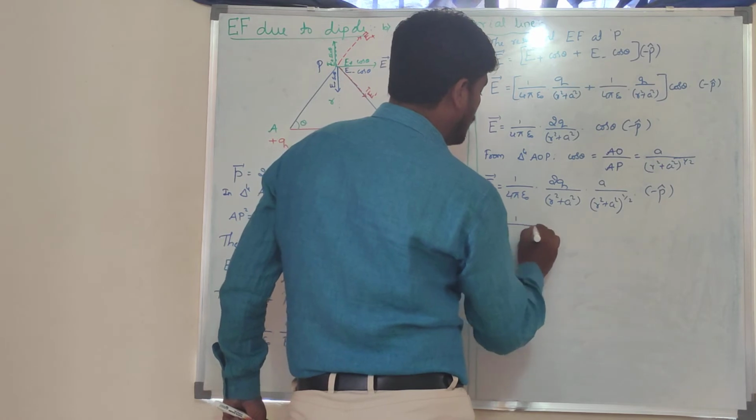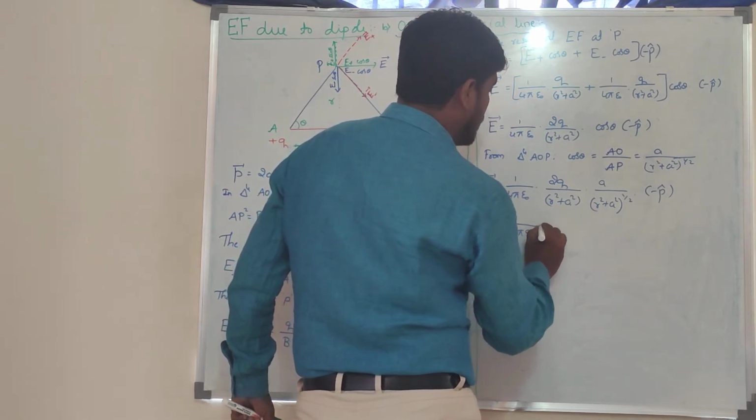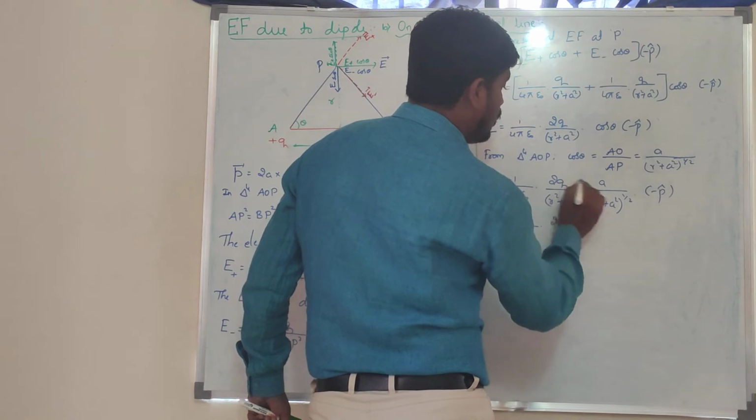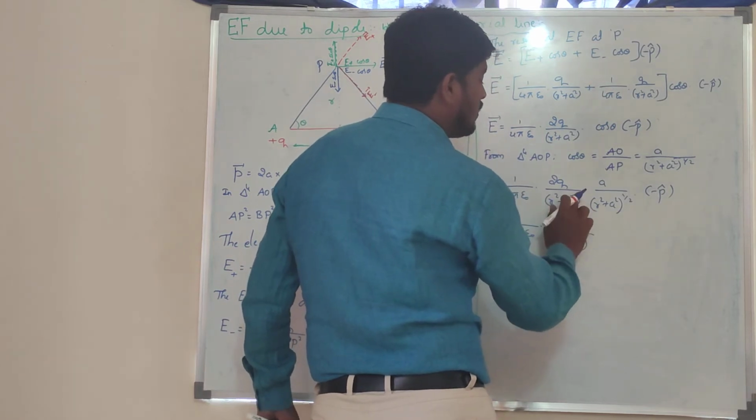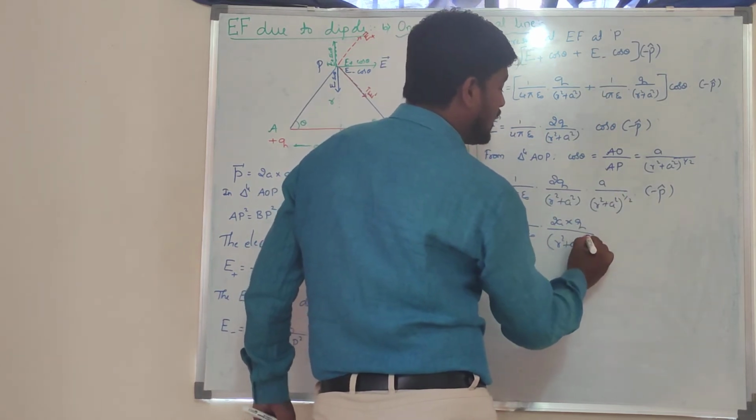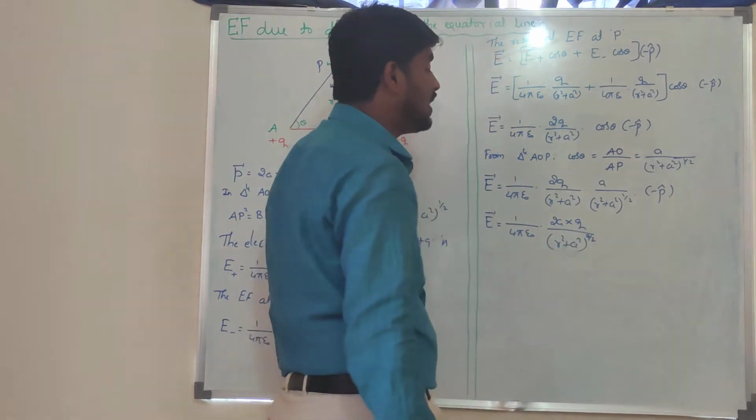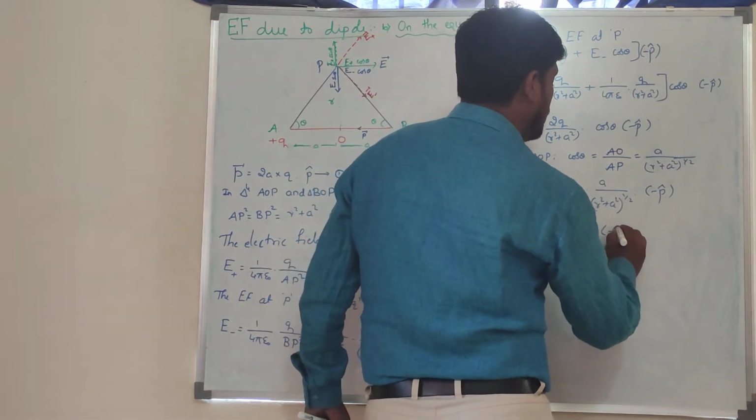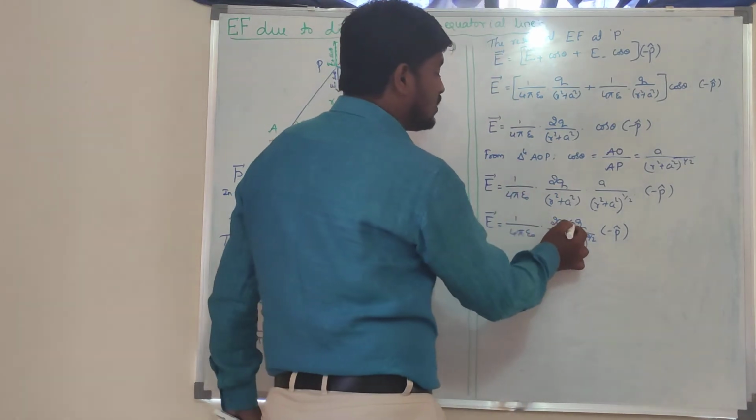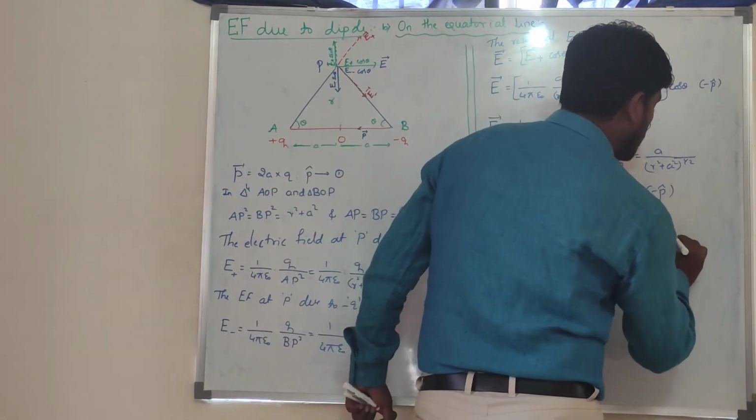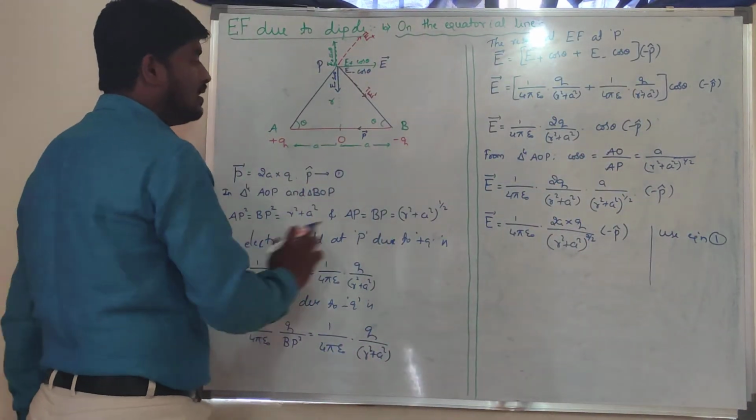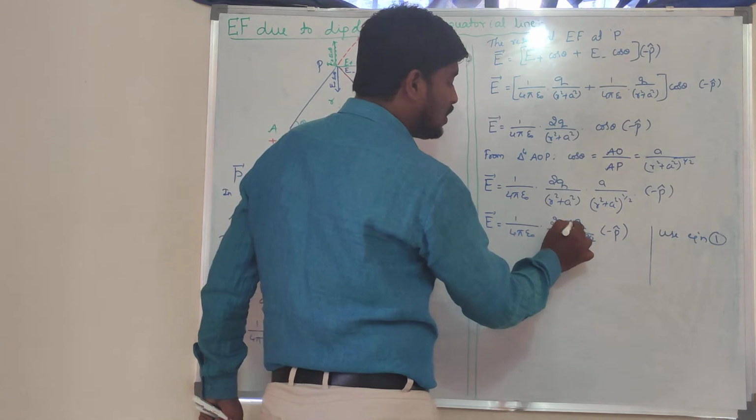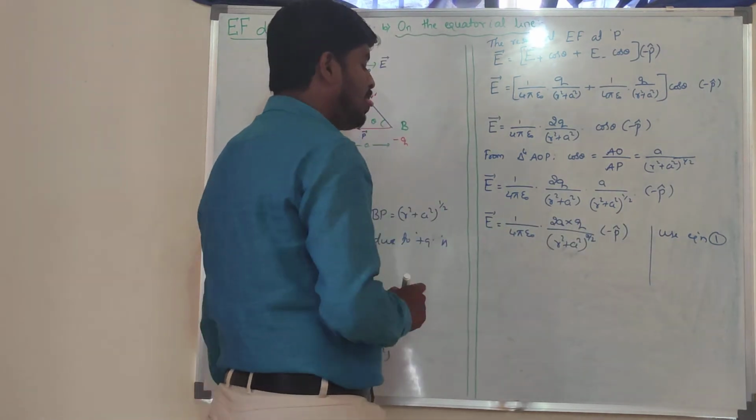Vector E is equal to 1 by 4 pi epsilon naught, just rearranging, 2 into a into q divided by r square plus a square. Look at this, the bases are the same, here the index is 1, here it is 1 by 2, if I add, it becomes 3 by 2, into minus p cap. And finally, to equation 1, as we used in the previous case, 2a into q is nothing but p. So I am replacing this product 2a into q by equation number 1, that is p.